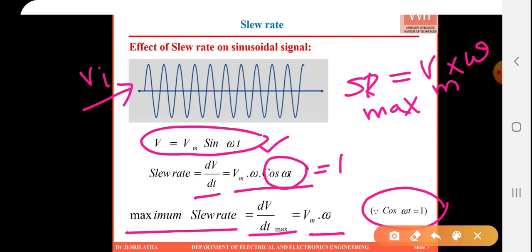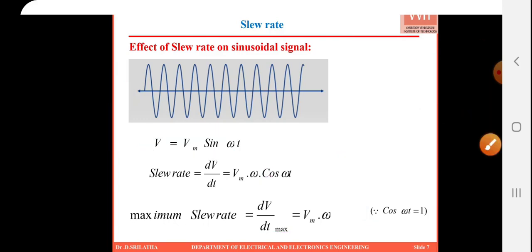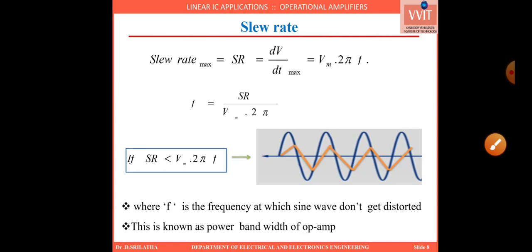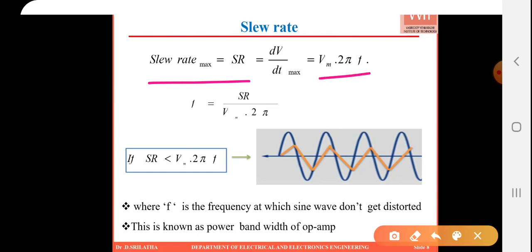So in order to reduce the distortion at the output waveform of the operational amplifier for a sinusoidal signal, the slew rate should be greater than or equal to this maximum value. Then only we will get less distortion at the output. So the maximum slew rate is Vm times ω, where ω is 2πf. Then we can calculate the frequency up to which the distortion at the output waveform will be less: f = SR divided by Vm times 2π.